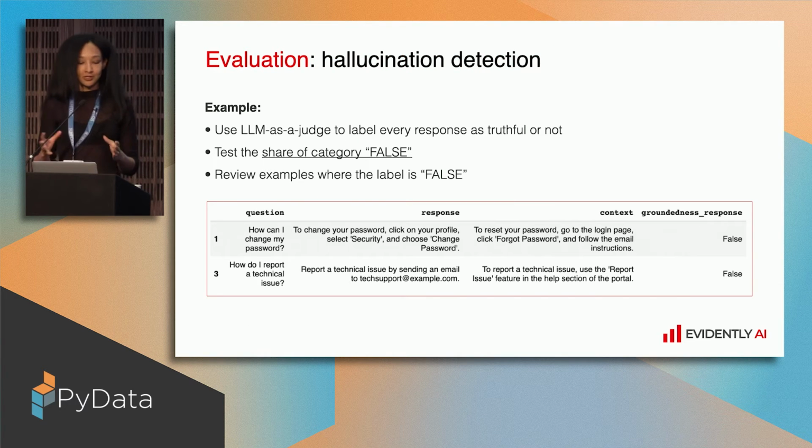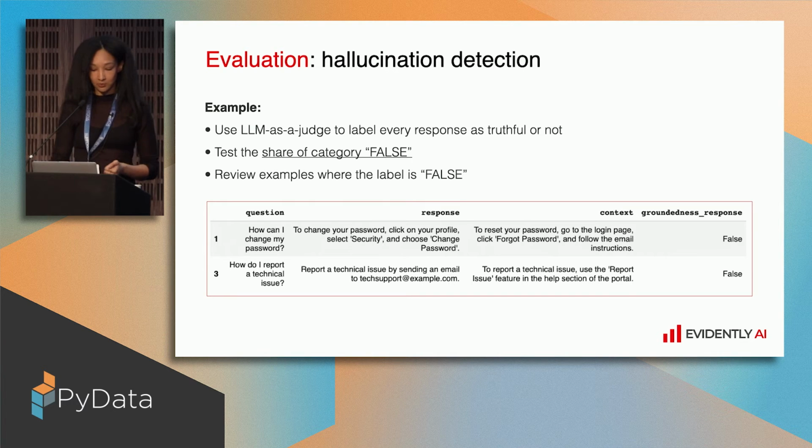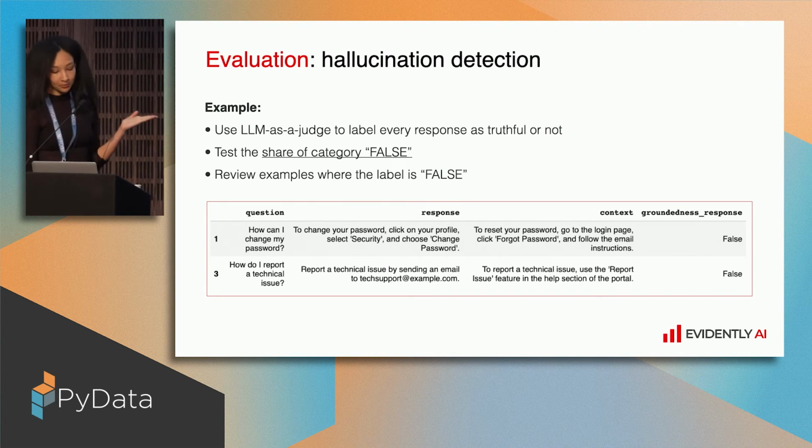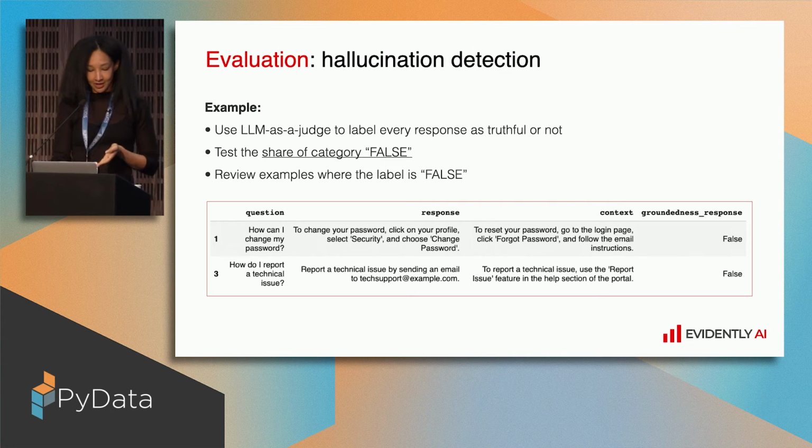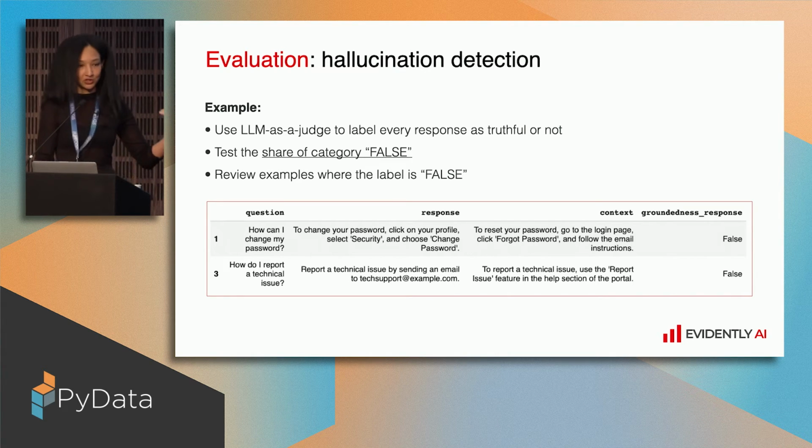And actually for hallucination detection, you can use different approaches. It might be LLM as a judge, but you also can go for semantic similarity here, because here we have a very nice example, I believe, when the user asked how I can change my password, and our application answered that to change your password, just click on your profile, select security, and choose change password. Looks pretty logical, right?